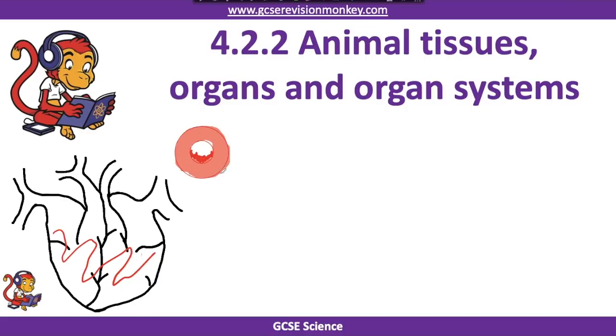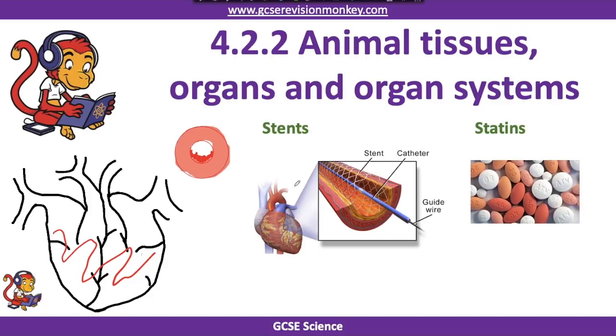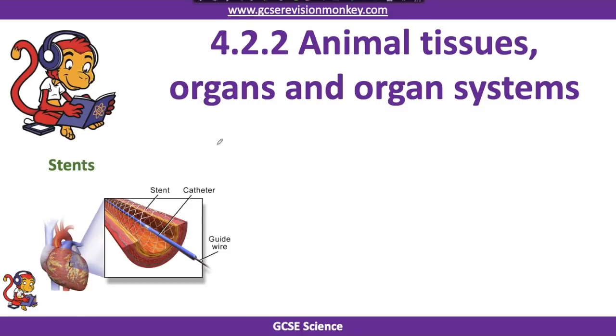So there's two ways you can resolve these blocked arteries. One way is using a stent, which is a wire mesh that's put inside the artery, which will expand and open up that lumen, so you've got an increased volume for blood flow. Or you can use statins, which are drugs which will help reduce the cholesterol and therefore reduce these fatty deposits. So you could be asked an evaluate question in the exam where you're looking at the pros and cons of stents versus statins. So let's go through some of the main advantages and disadvantages of stents.